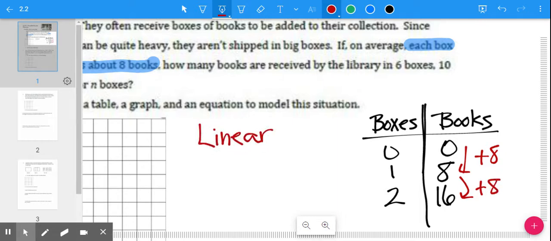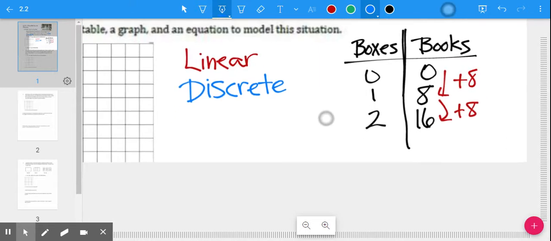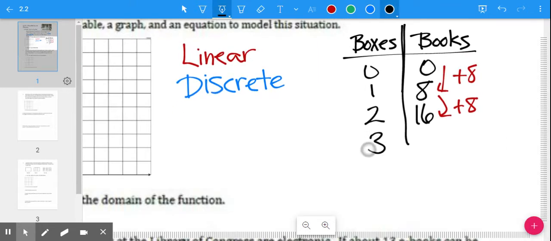Now, when we're talking about boxes, if you receive a box that's half full, it's still a box. So because we're not going to have any partial boxes, no 0.75 of a box, this is going to be a discrete function. So as we keep on going, 3 would be 24, 4 would be 32 books.